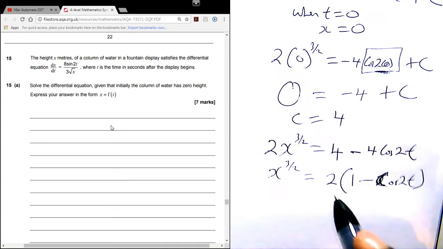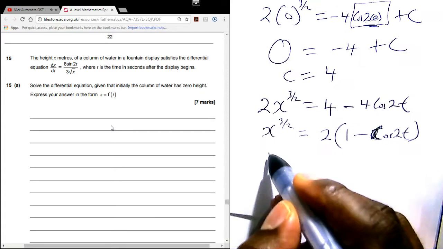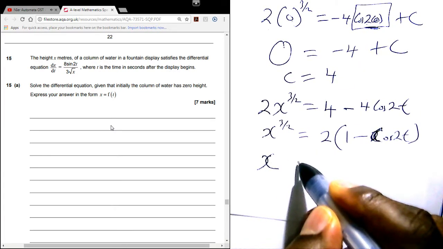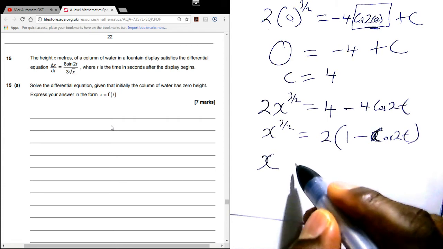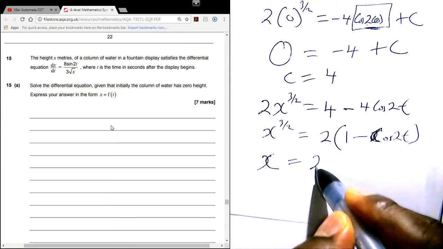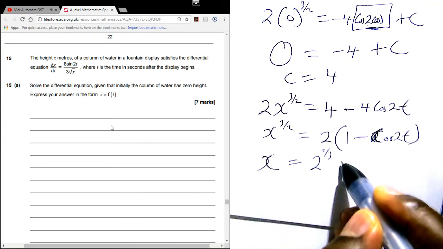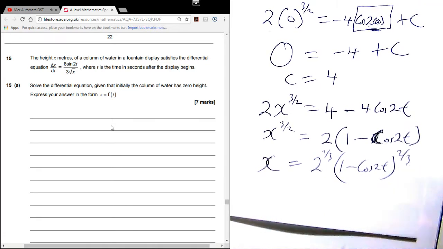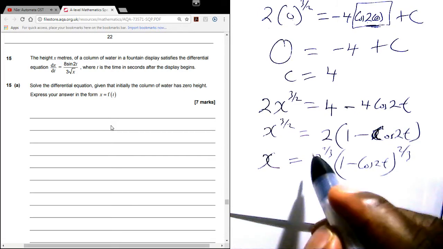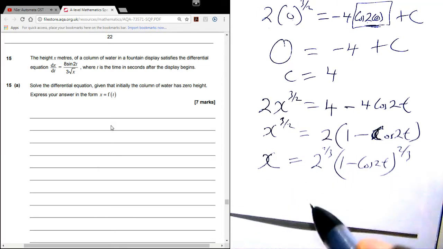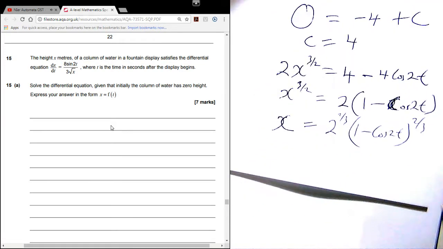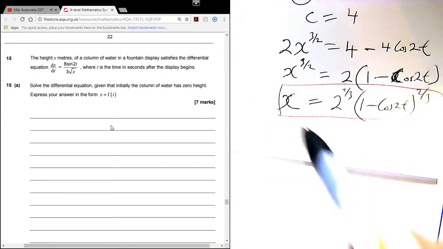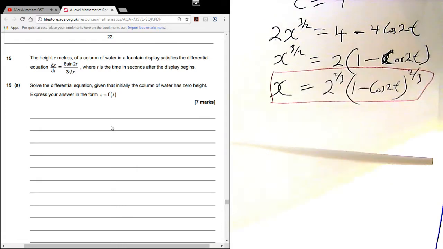But we're meant to make x the subject, so it's as simple as taking 2 over 3 power of both sides. So that's 2 to the power 2 over 3, 1 minus cos 2t to the power 2 over 3 as well. So that's the flipping of that power. Okay, I think I'm being too fast with my explanation now. Let me slow down a bit. So that's the final answer, but let me slow down a bit to tell you how we did it.